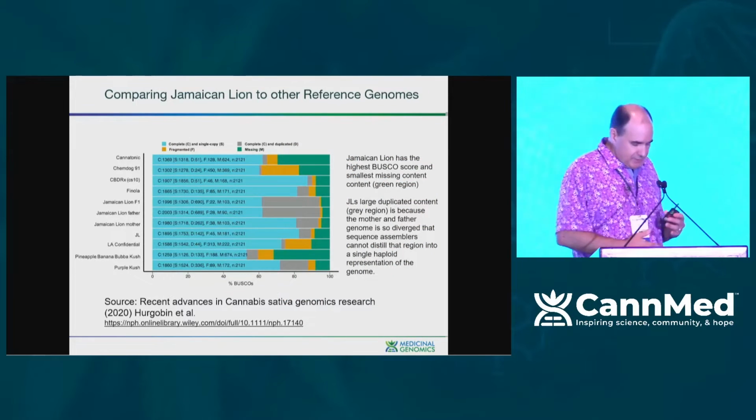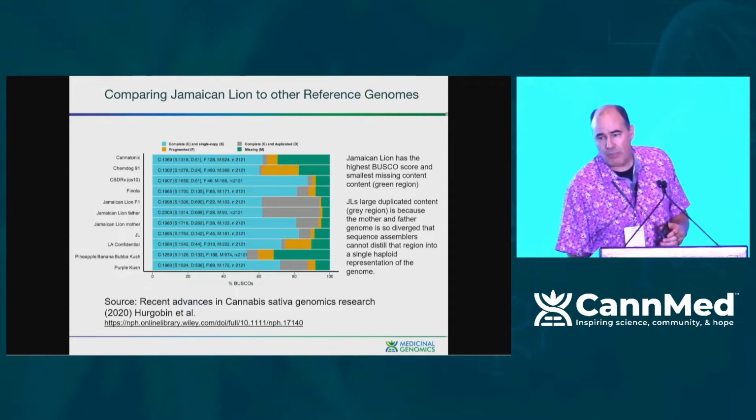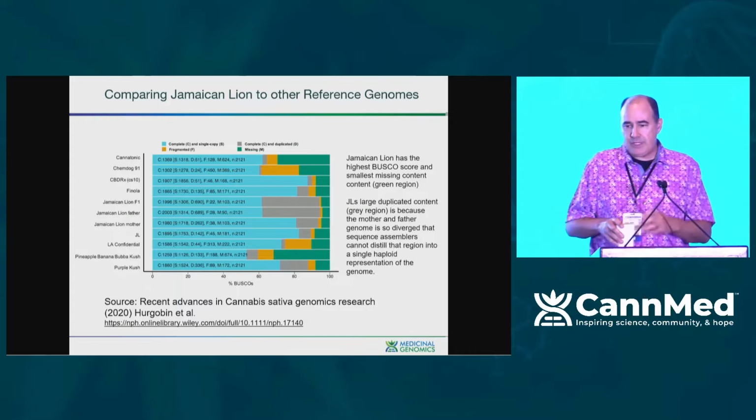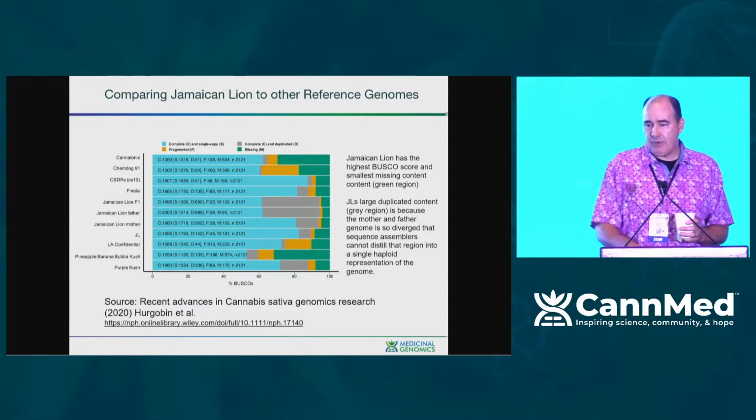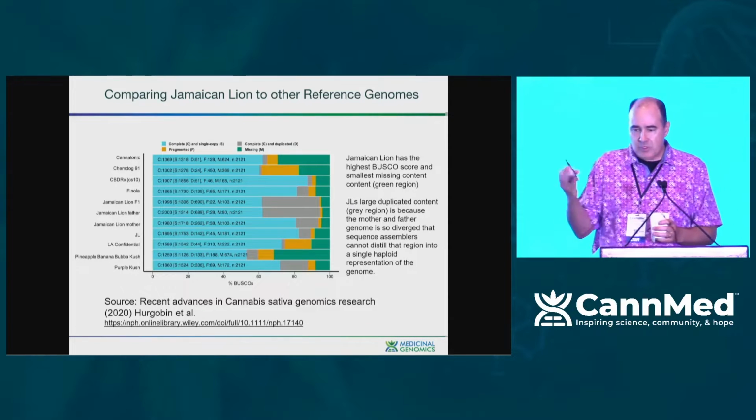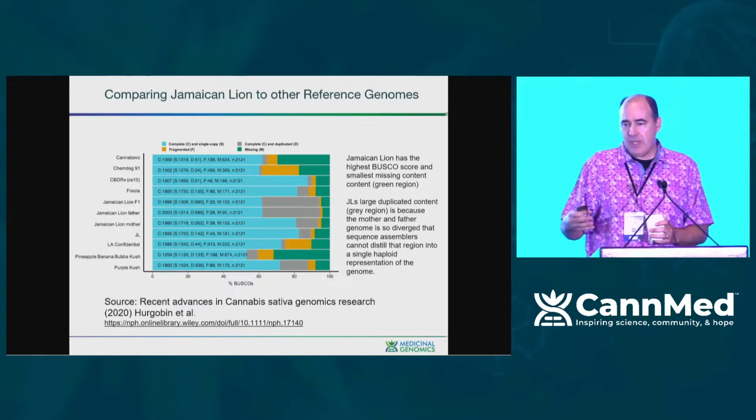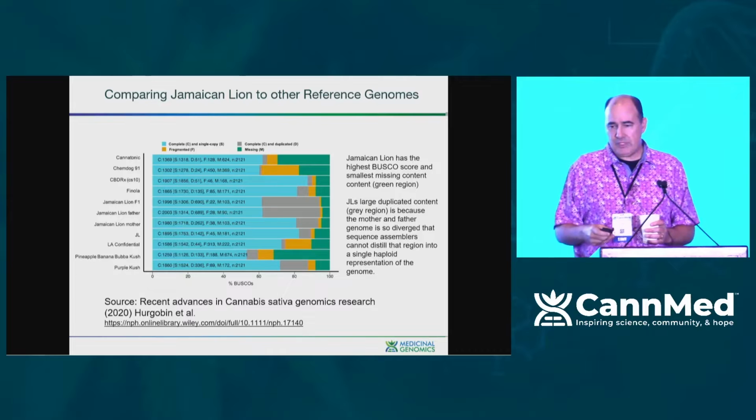So this is a great paper from Herb Bogan, who went through all of the references that were available at the time of this publication, and you'll see some of them that are really old were done only on Illumina and 454. Some of those we put out in 2011, and then they get better over time as we graduate to these longer and longer read sequencers.